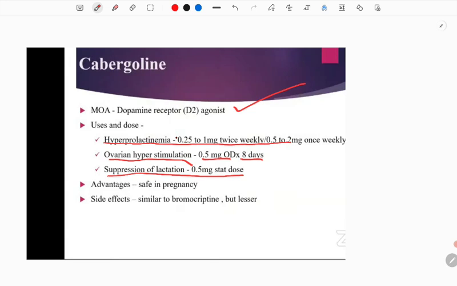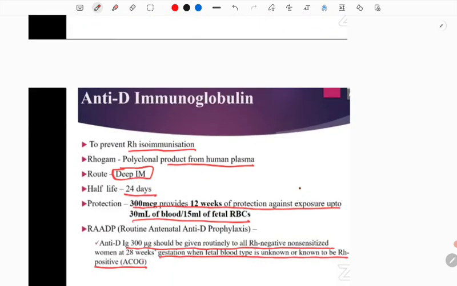Cabergoline, a dopamine receptor agonist: for hyperprolactinemia 0.25 mg to 1 mg twice weekly or 0.5 to 2 mg once weekly. In ovarian hyperstimulation it is used at 0.5 mg OD for 8 days. Then suppression of lactation, 0.5 mg start dose. Advantage: safe in pregnancy, side effects similar to bromocriptine but lesser.